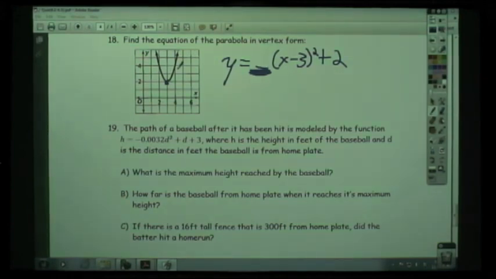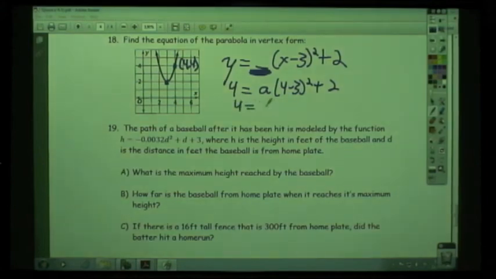And so what you do is you plug in another point. I probably would have chosen the point (4, 4). And so if you plug in 4 for x and 4 for y, and you solve this to find your a value, you will see here that you get a times 1 when you square that, which is going to be a, plus 2 equals 4. If you subtract 2, you're going to get 2 equals a. So your equation should have a 2 right here in the front of there.